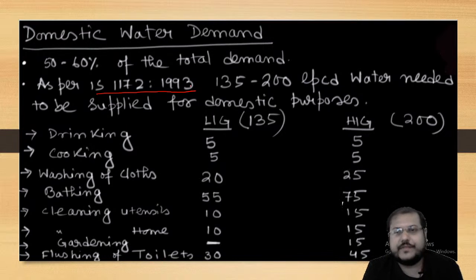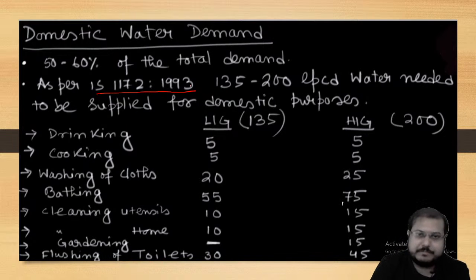For bathing, 55-75. Cleaning utensils, 10-15. Cleaning home, 10-15. For gardening, low income group people don't have such hobbies. For gardening, no water is assigned to them. 15 LPCD water is assigned to the HIG people. For the flushing of toilets, 30 LPCD water is used for LIG people, and 45 LPCD water is assigned for HIG people.